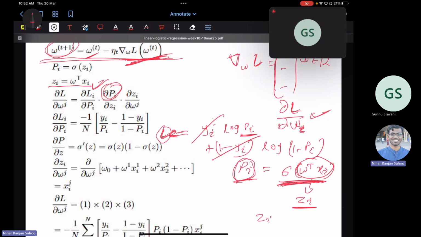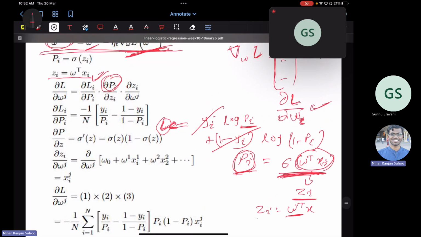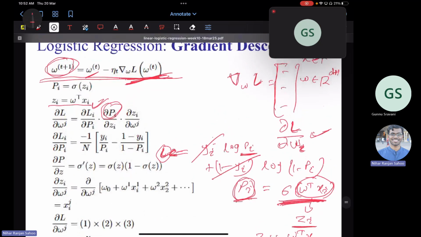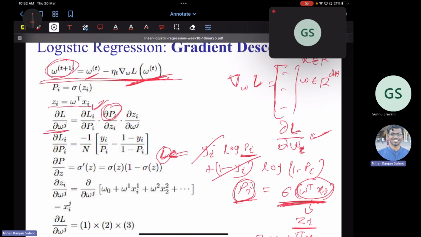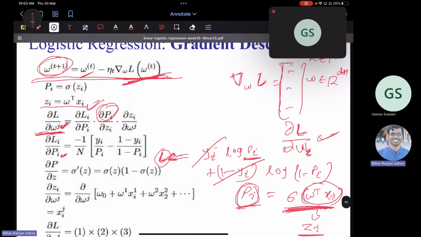Now Zi is W transpose X, so that is directly related to W. So now I can compute the partial derivative of Zi with respect to W. That's how the chain rule will unroll. So del L by del Wj, where the superscript represents the index of the parameter, and the subscript represents the instance number in the input data set. So it's the ith data point, jth parameter, right? So it's like a 2D matrix we'll get.